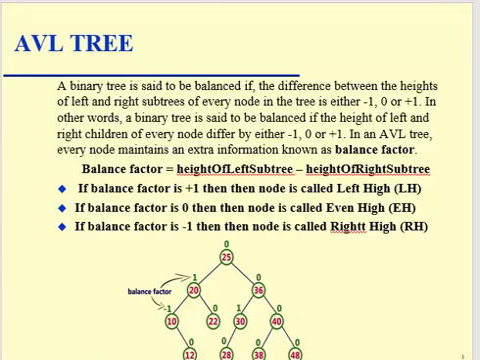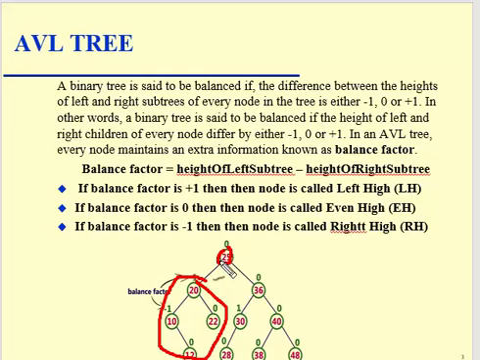Like I'm taking one example. Suppose you take this tree. You take this node first. Now what is the left subtree of that? Left subtree of this node is this. What is the right subtree? Right subtree of this node is this one.